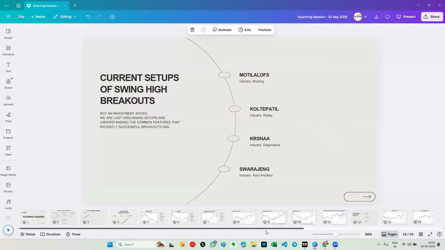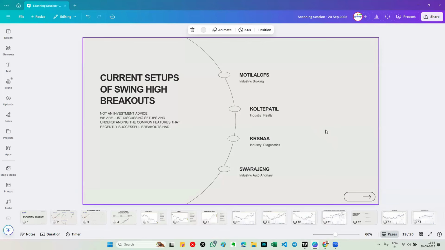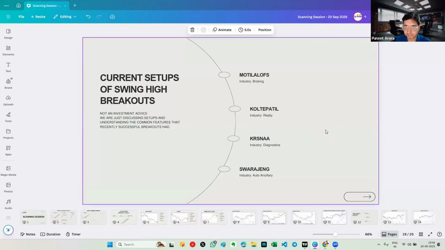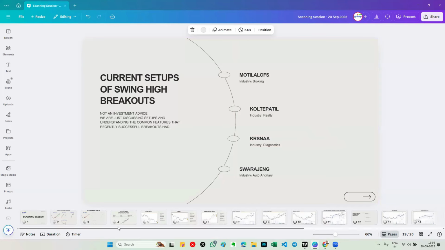So, as per you, what should be the 3 month RS bare minimum value? Anything more than 60 is fine? Yes, okay. 60 is good. Okay, thanks.